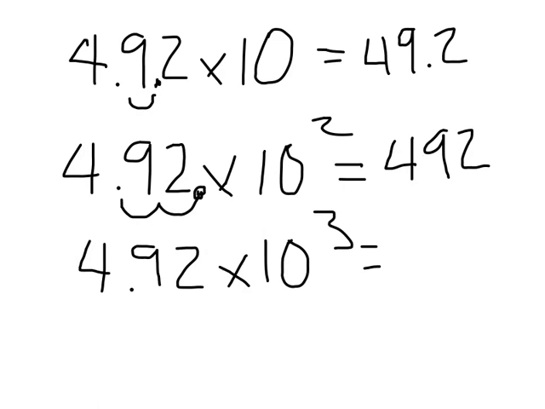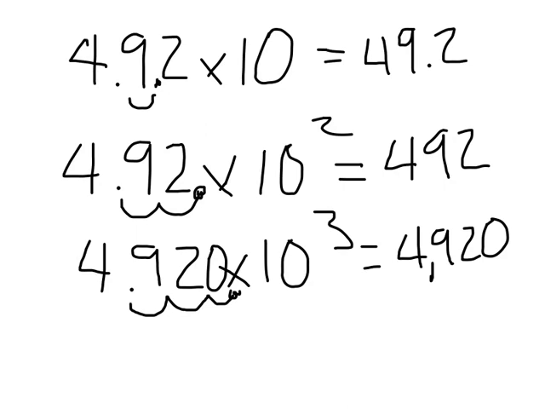Now let's complete a third problem. What's 4 and 92 hundredths times 10 to the third power? What do I need to do to the decimal in this problem? I need to move the decimal 3 times to the right. So what's the result? Well, I can move it once, twice, 3 times. The correct answer is 4,920.